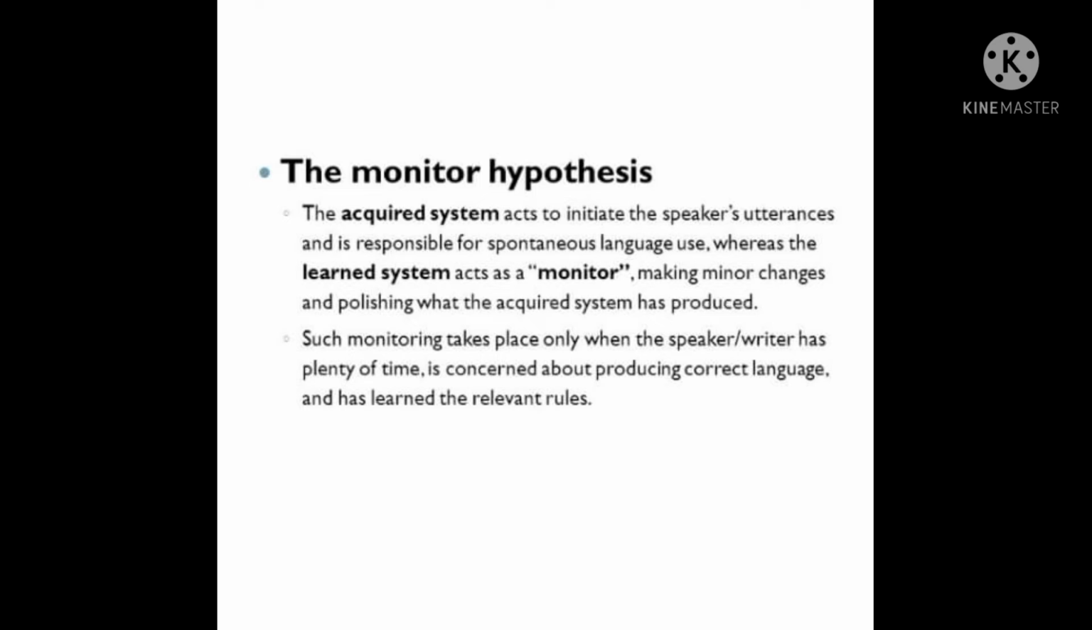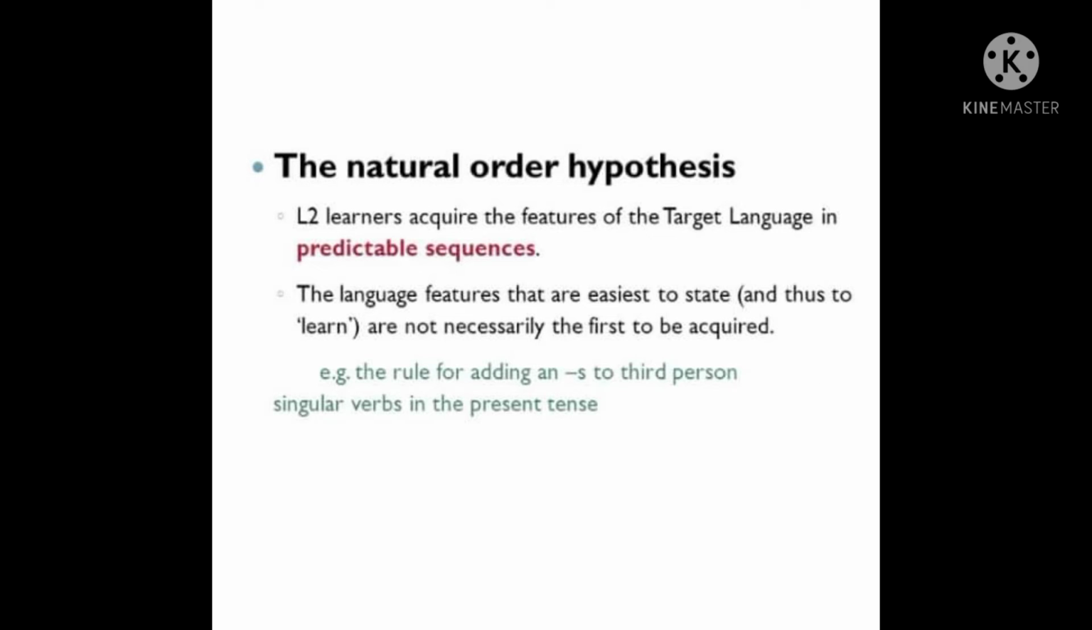Such monitoring takes place only when the speaker or writer has plenty of time, is concerned about producing correct language, and has learned the relevant rules. The natural order hypothesis: L2 learners acquire the features of the target language in predictable sequences. The language features that are easiest to state, and thus to learn, are not necessarily the first to be acquired. Example: the rule of adding an s to third person singular verbs in the present tense.